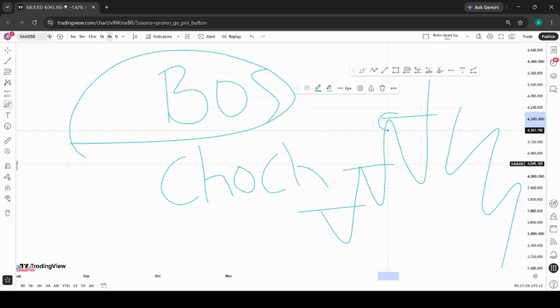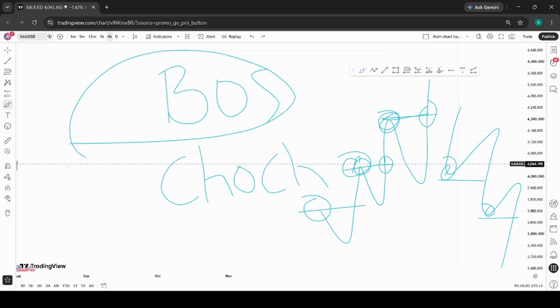So whenever price breaks above this high here, above this high here, above this high here, we have a break of structure. When price breaks below this low here, below this low here, we have a break of structure. And then I continued by saying that for a break of structure to be valid, price has to close above this high here with a body, not with a wick. So whenever price closes above this high here with a body, we have a valid break of structure. Also, whenever price closes below this low here with a body, we have a valid break of structure.